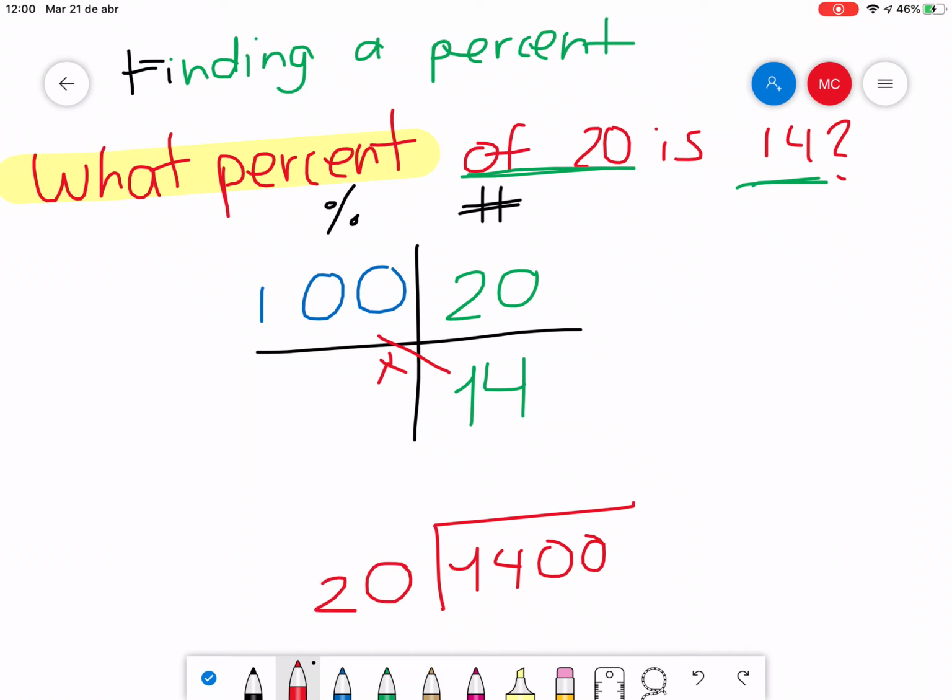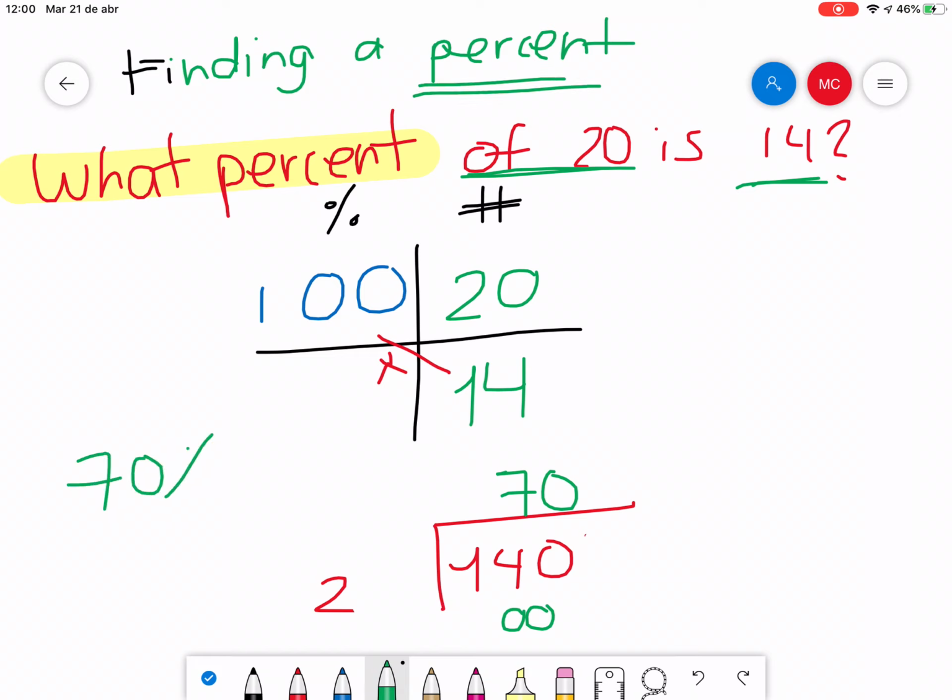Wait, before dividing, I realize I have a 0 here and a 0 here. What you can do is eliminate them. I only delete one 0, because there was a 0 outside, so I can start dividing. How many times does 2 fit in 14? 7. 7 times 2 is 14. I am left with 0 and 0. That means, what percent of 20 is 14? Remember, we're talking about percent, so it will be 70%, okay?